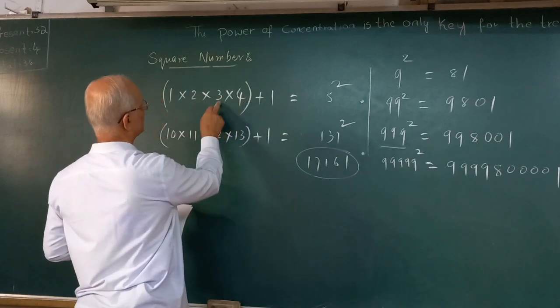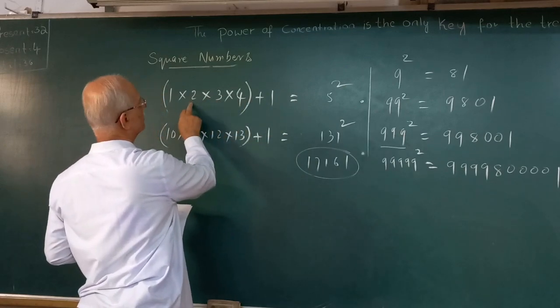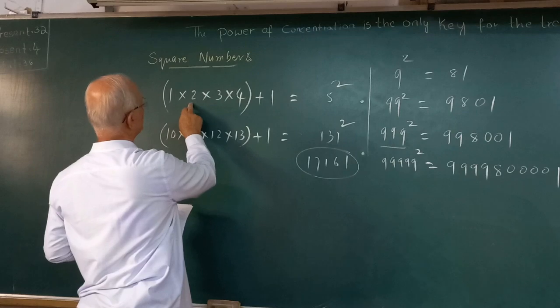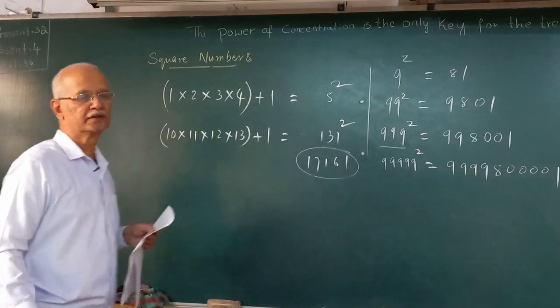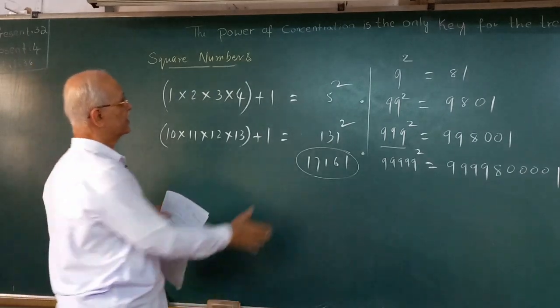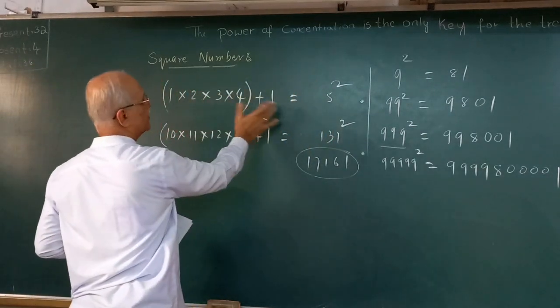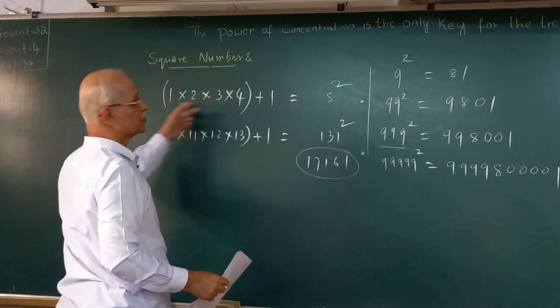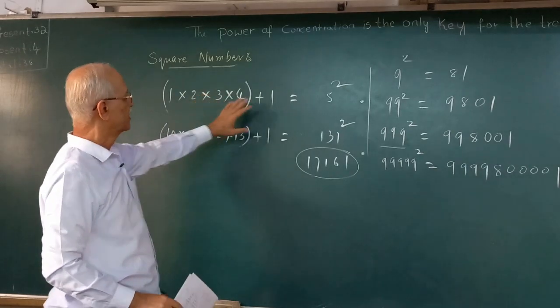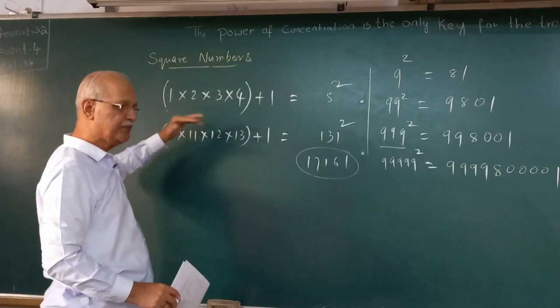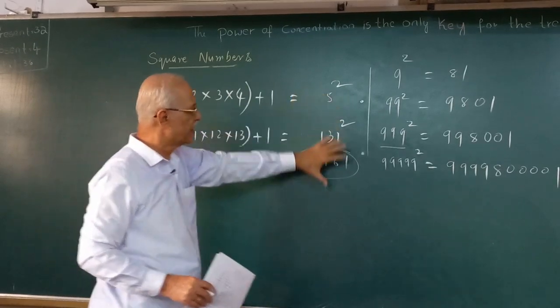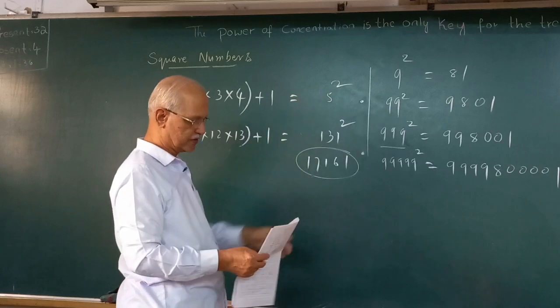Here 4 threes are 12, 12 into 2. How much? 24 plus 1, 25. 25 is nothing but 5 squared. So this is another square with the product. 4 consecutive numbers you must take. That is the important thing. If 1 is added to the product of any 4 consecutive numbers, it is a perfect square.